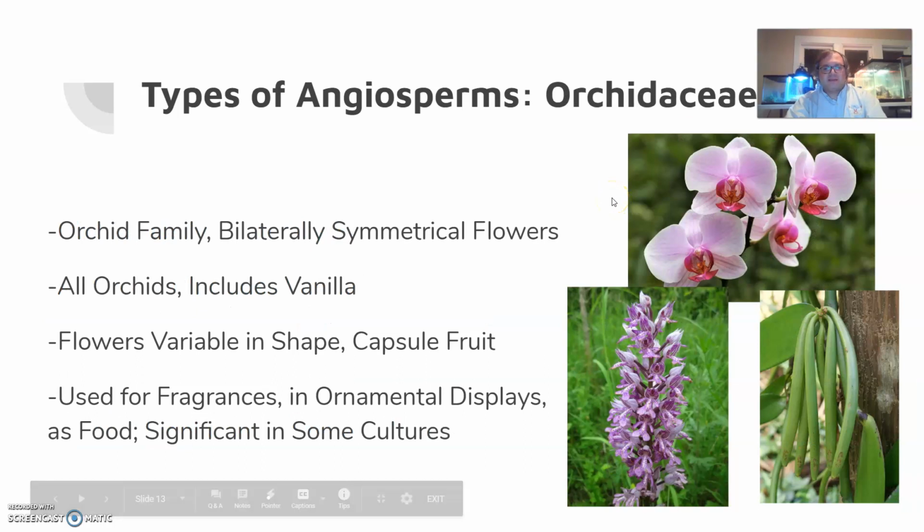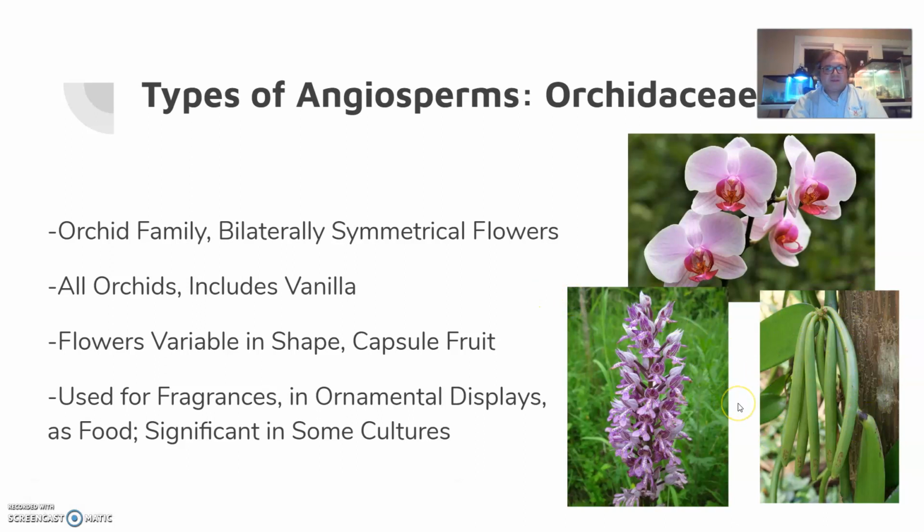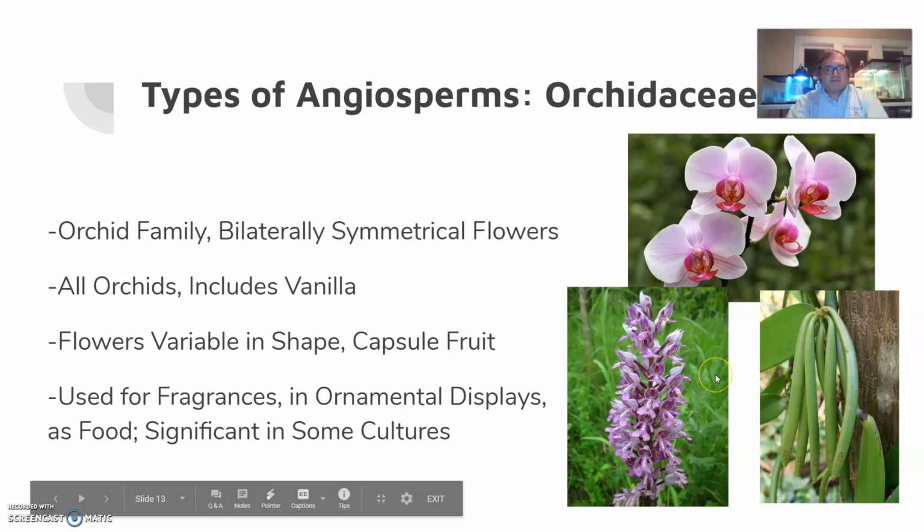The Orchidaceae, another large family of flowers, the orchid family. They have bilaterally symmetrical flowers, so again, it's a mirror image. The left and right are equal on each portion of them. These are all the orchids, and it includes vanilla as part of that. That's part of the orchid family. The flowers are variable in shape, but again, you see that symmetry with them.